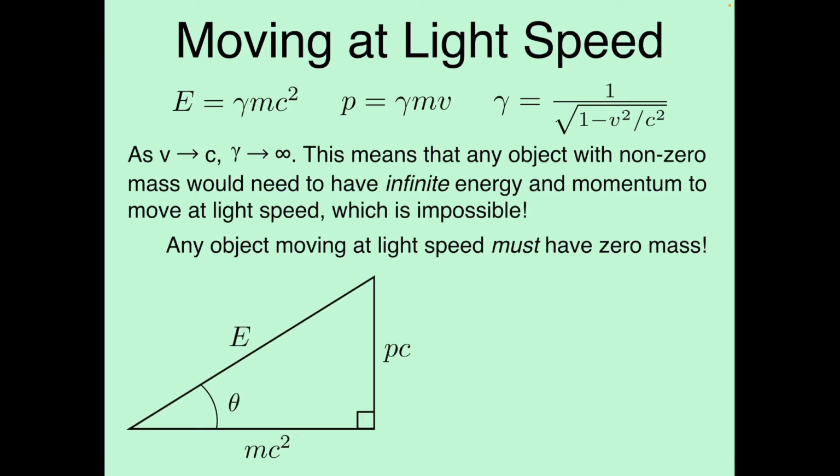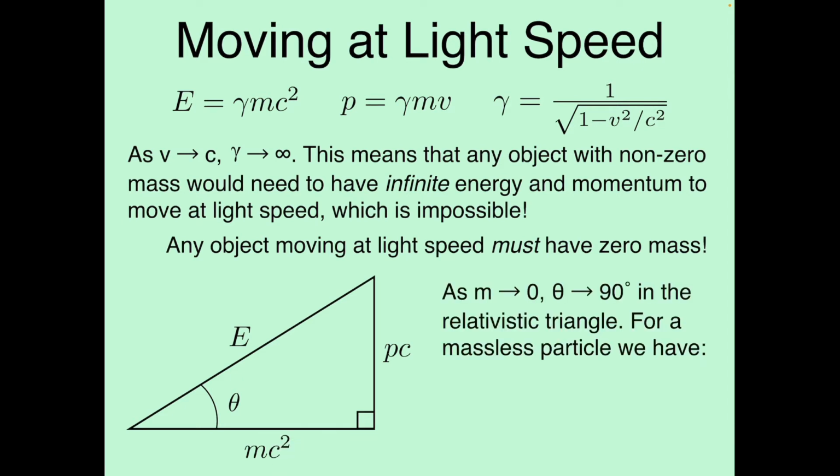So if we take that a step further and go to our relativistic triangle, where we have, again, the total energy is the hypotenuse, the opposite side is p times c, and the adjacent side is m times c squared. What's happening in this triangle as we take the mass to 0? Well, that means this side right here, the adjacent side, is going to 0. And that means the angle theta in our triangle is going to 90 degrees. So as we take the mass to 0, the angle goes to 90 degrees.